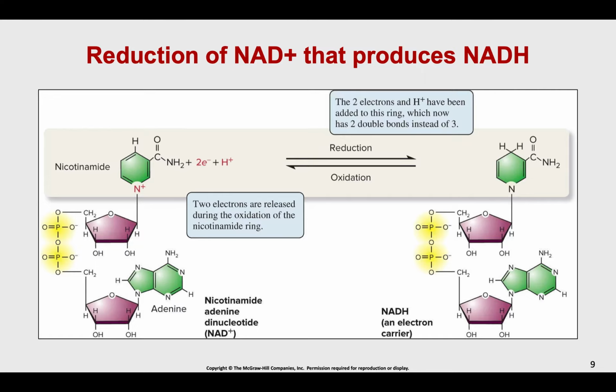Just as an overview of what the molecule itself looks like and what is actually happening, this is our NAD plus molecule. If we add on 2 electrons and a hydrogen, or a proton, we're going to reduce it. Basically, we're adding that hydrogen atom up to the top here and changing the number of double bonds that are present, as well as taking away that positive charge from the nitrogen. So this is what's occurring when it's being reduced and when it's being oxidized. It all has to do with these 2 electrons and 1 proton.